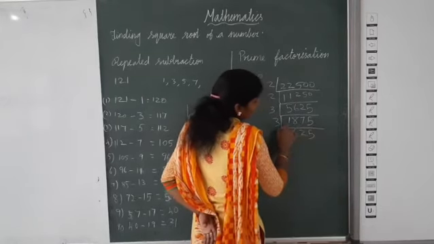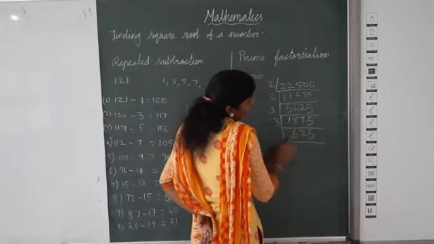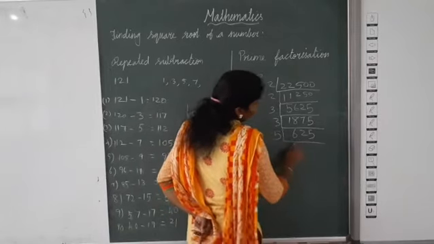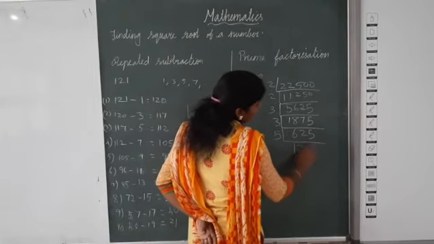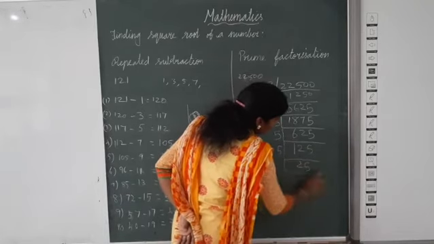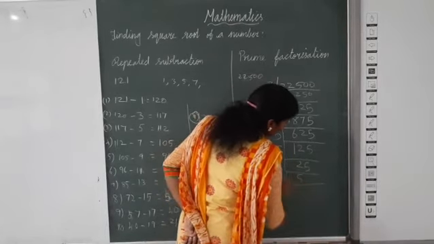5 3s are 15. Now 3 table, 2 3s are 6, will not come. 5 table, 1 5 is 5, 2 5s are 10, 5 5s are 25.